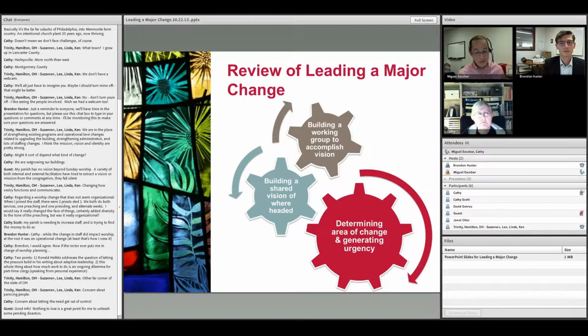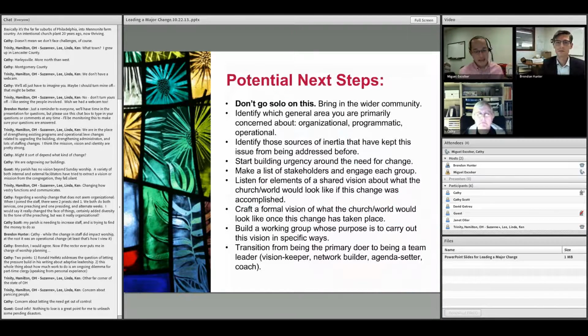So we went obviously very quickly through this last section, and I just want to review what we discussed here. We discussed three things: determining an area of change and generating some urgency around that, using that urgency to build a shared vision of where we need to be headed, and then taking that vision and creating a working group to accomplish it.